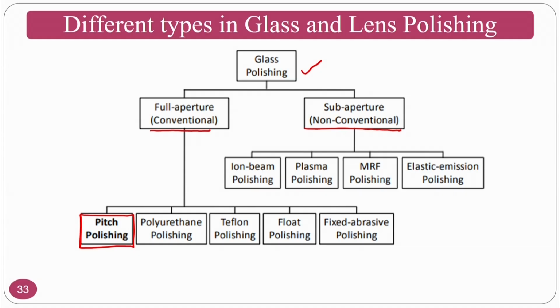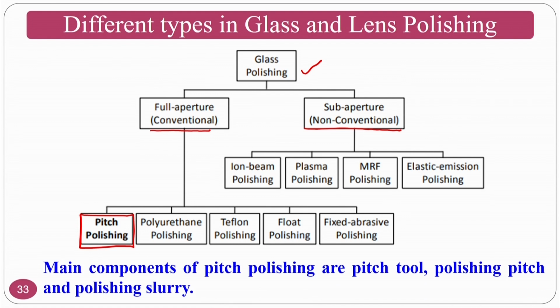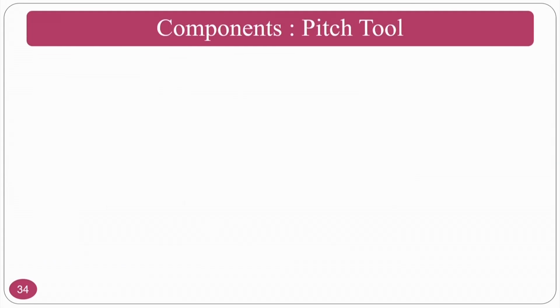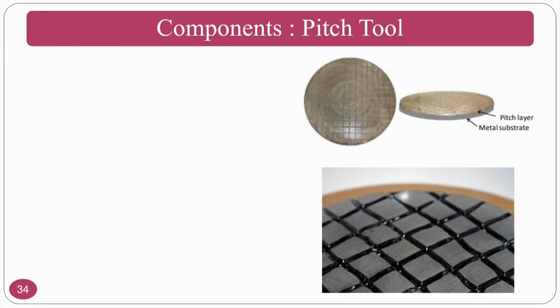Then we are seeing the conventional type. The main components are the pitch tool, polishing pitch and polishing slurry. These are the three varieties. And the pitch tool, as I said, you will get the pitch layer, and at the same time a metal substrate on which the load will be applied. As I was telling you, grooves are generated, so that the chips that are generated, microchips or nanochips, will go and occupy these grooves, so that it won't disturb the finishing process.